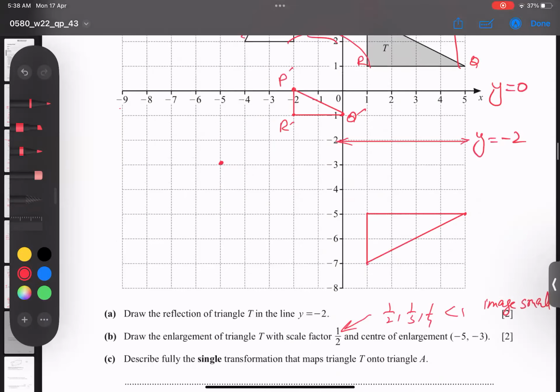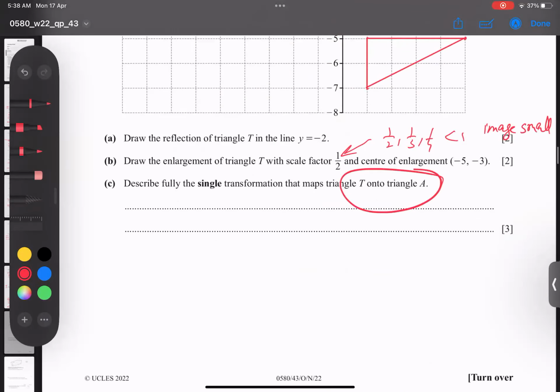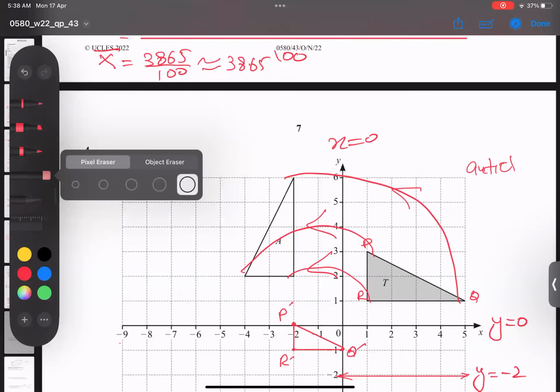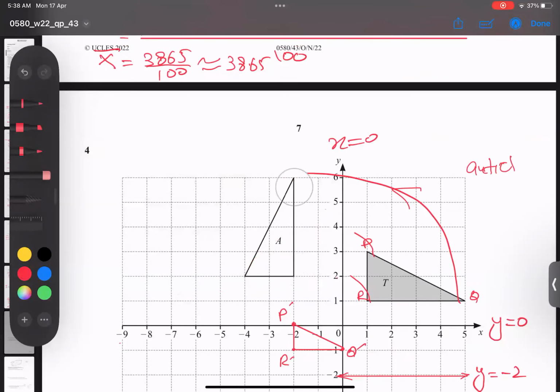Because he said T onto A, and make sure that before "onto" is called the object, and after "onto" is called the image. So T onto A is going anti-clockwise. So the first part is very clear: anti-clockwise.